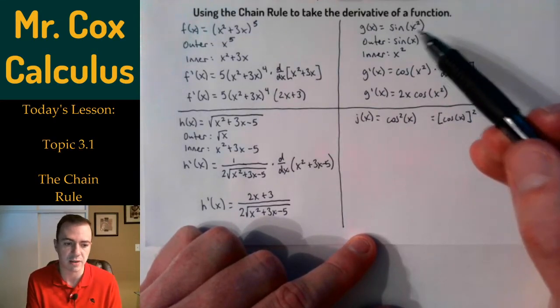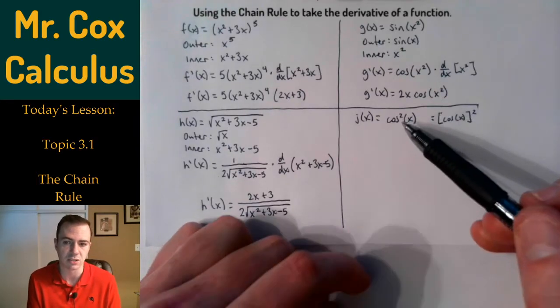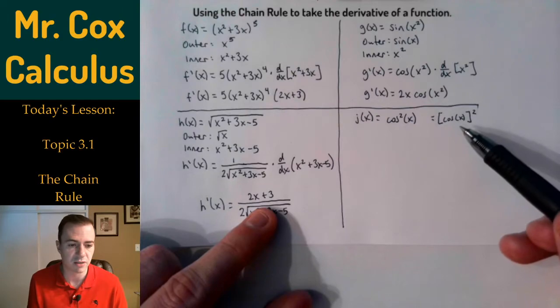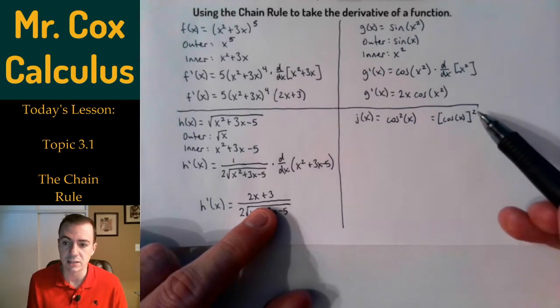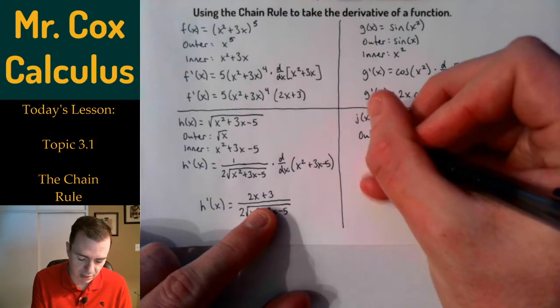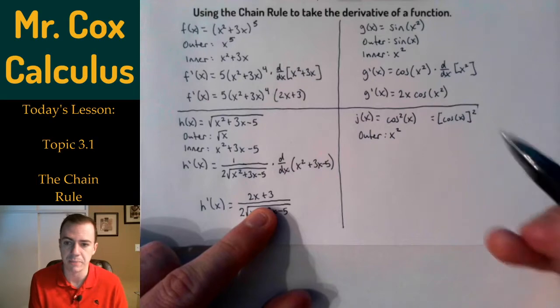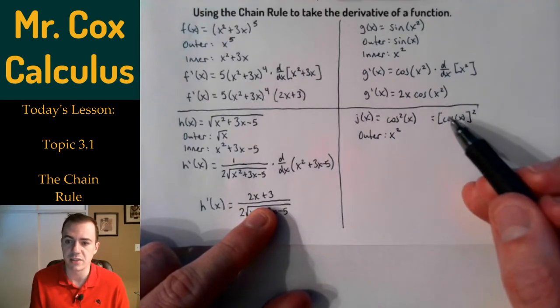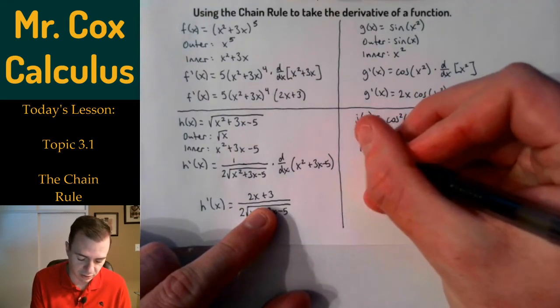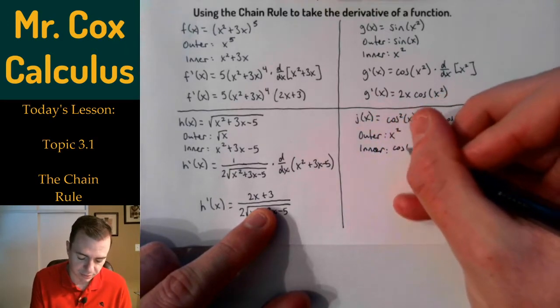This was the sine of x squared. This is the cosine of x, all of that quantity being squared. But it is a composition of functions. If I take a look, it's the square function, that quadratic parent function, acting on the cosine of x. So my outer function is simply x squared, and the thing that's being squared, this inner function, is the cosine of x.